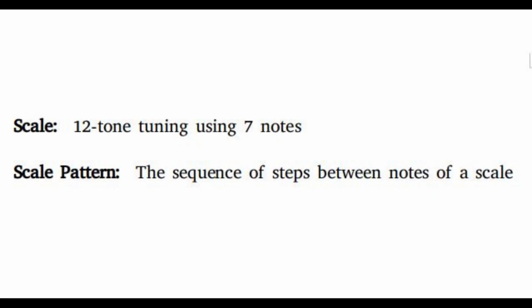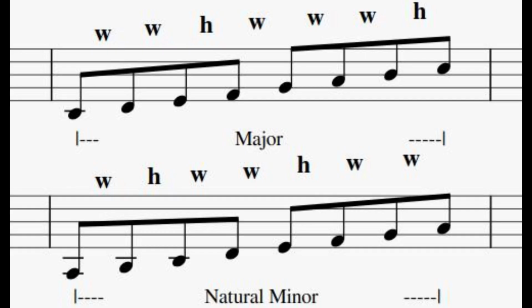Scale patterns are defined as a sequence of steps between the notes of the scale. The primary 7-note scales in Western music use only half steps and whole steps. A C major scale uses all of the white keys on a piano. So does an A natural minor scale. Therefore, these scales are using the same pattern.